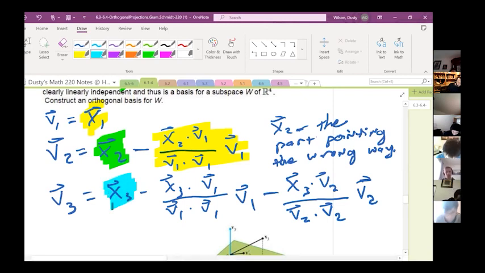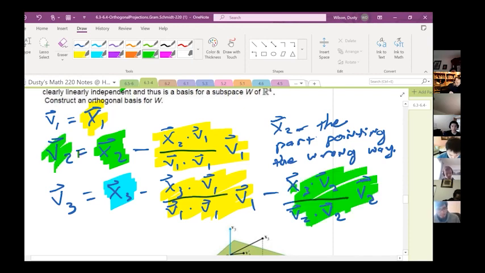So we have x3, and we're going to subtract out. This is a little bit awkward, but I'm going to subtract out kind of the yellowish part that's tied to V1. And I'm going to subtract out the greenish part that's tied to V2. And that'll give me this new V3 part.